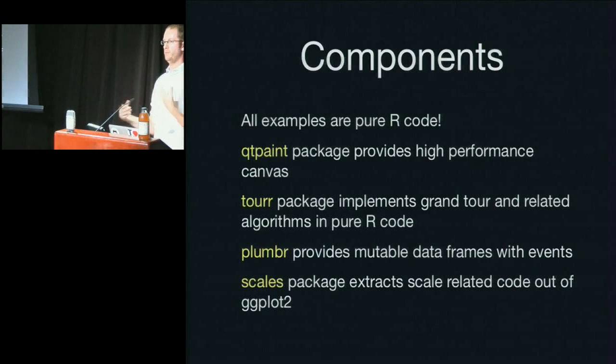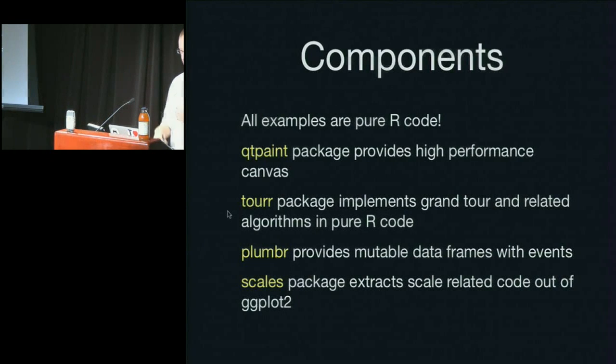It comes from the Qt library, it uses OpenGL, so it's hardware accelerated, it's really, really fast. On the other hand, for the linking, we've got this plumbr package, which gives us mutable data frames. So in R, basically, whenever you think you're modifying something, you're not. You're actually making a copy and modifying that. So obviously, that's a real problem if you're trying to communicate between different plots, because nothing ever changes. You're just creating copies that get updated. So we need some kind of data structure that allows us to communicate between different plots.